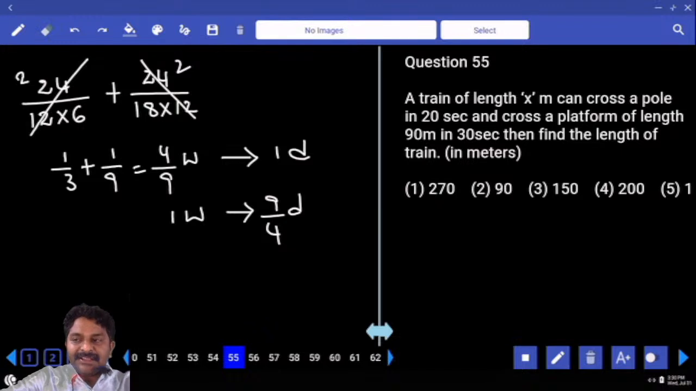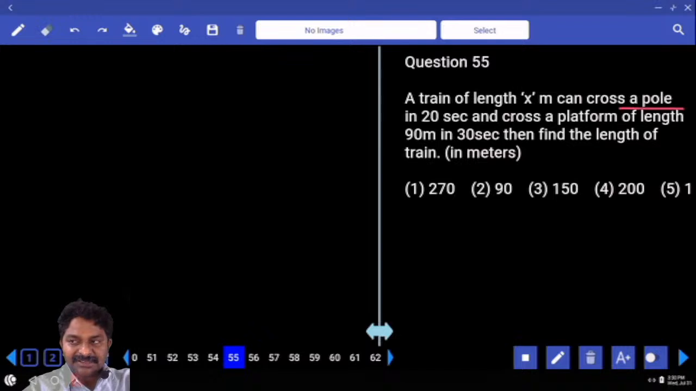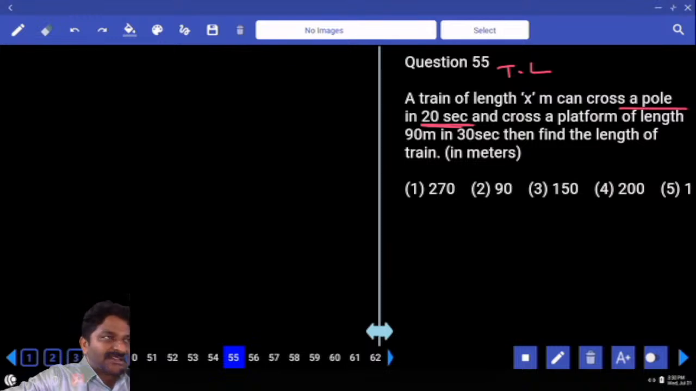A train of length x meters can cross a pole in 20 seconds and cross a platform of length 90 meters in 30 seconds. Then find the length of the train. In the first case, it crosses a pole. The distance covered is only the train length. And for that, how much time is it taking? In 20 seconds, whatever distance is covered, that itself is the train length.